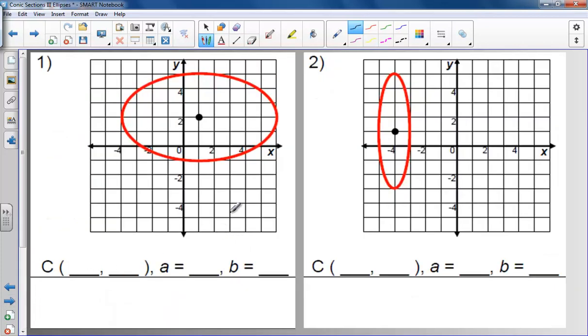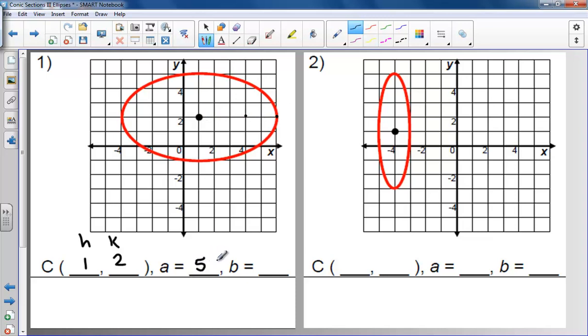Okay, so let's see how that works then. So we're going to mark our center point here, marked right here, and the coordinates of that are 1, 2. So there is my center, 1, 2, and that is H, and that is K. And we can find A by just counting. So from the center out to the very edge, right here, is 5 units.